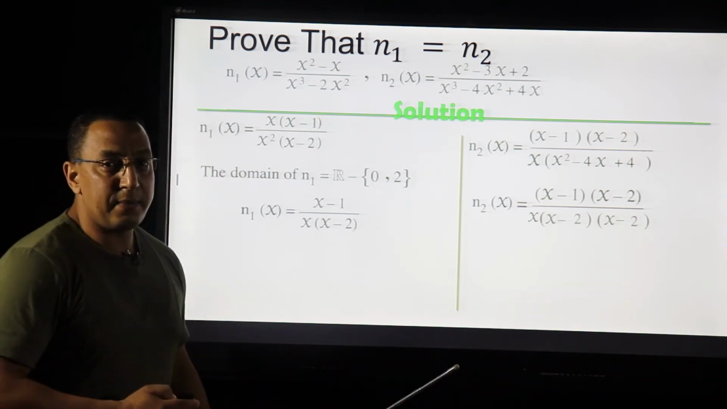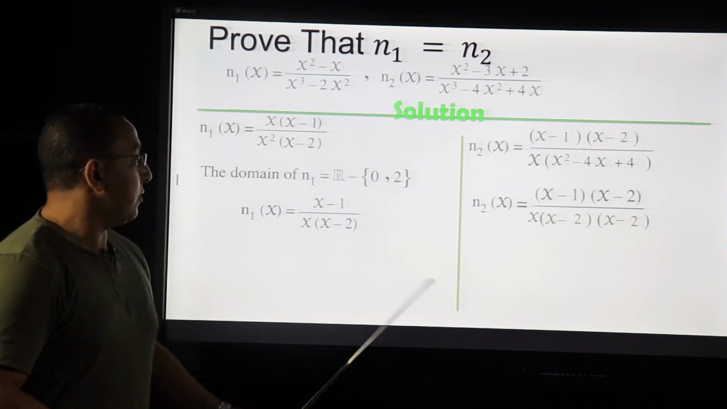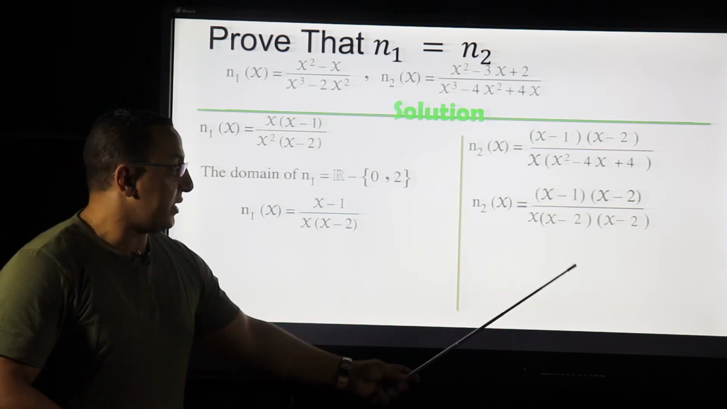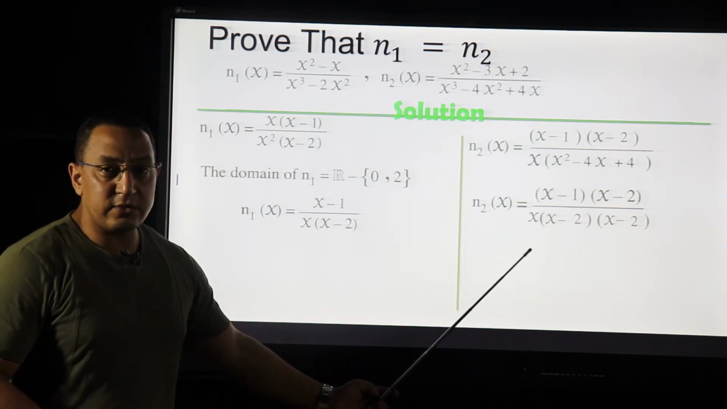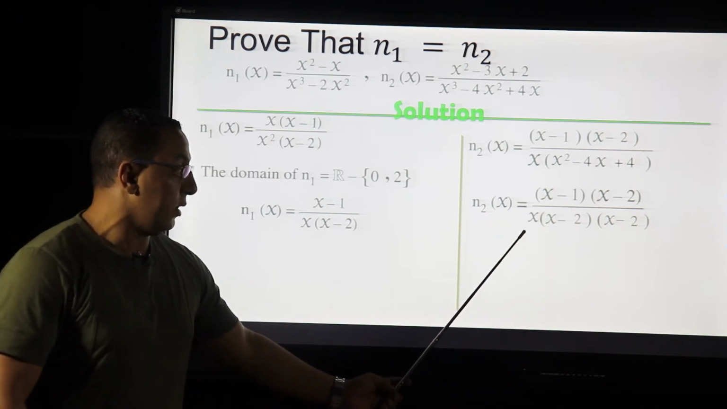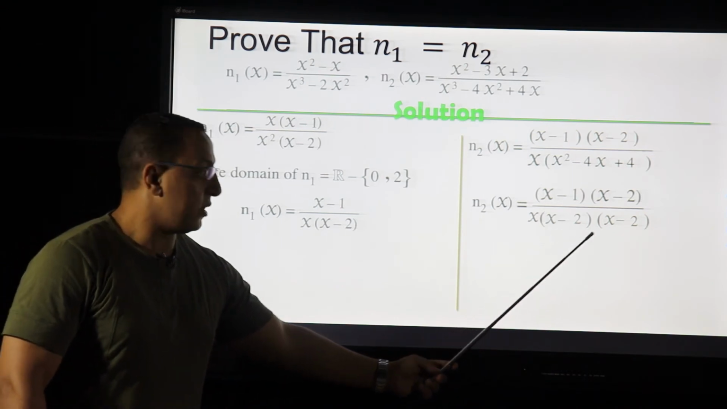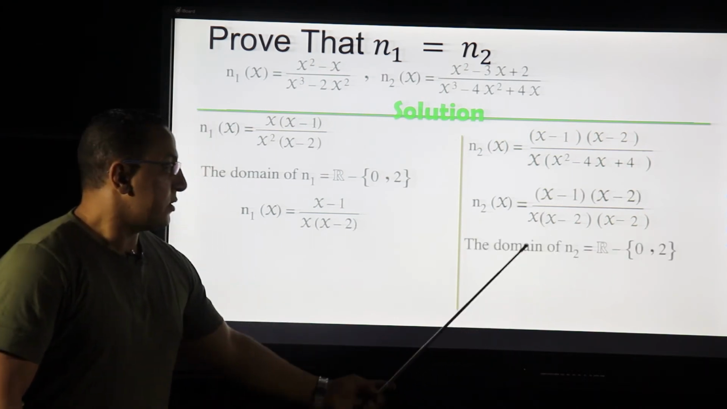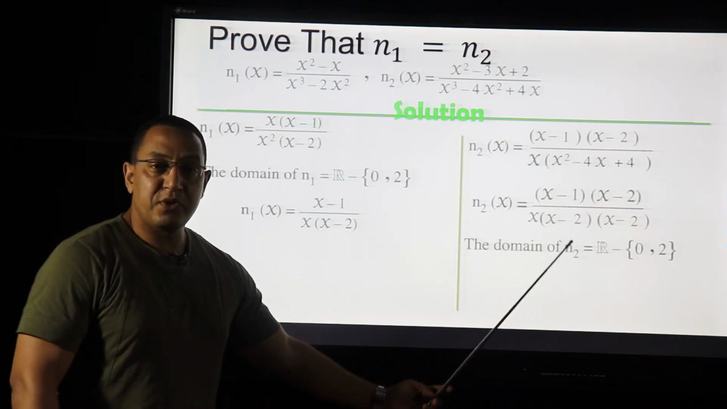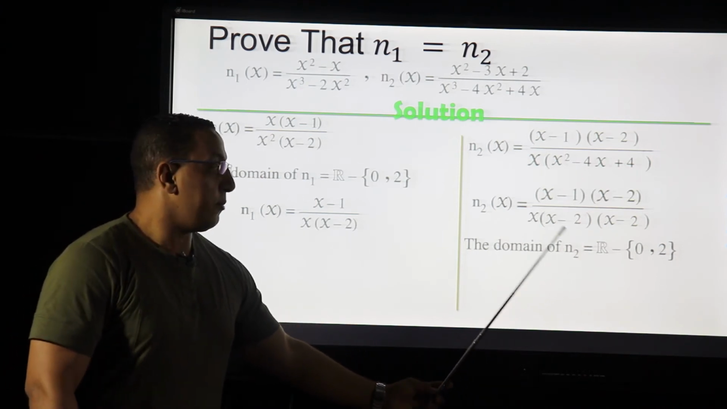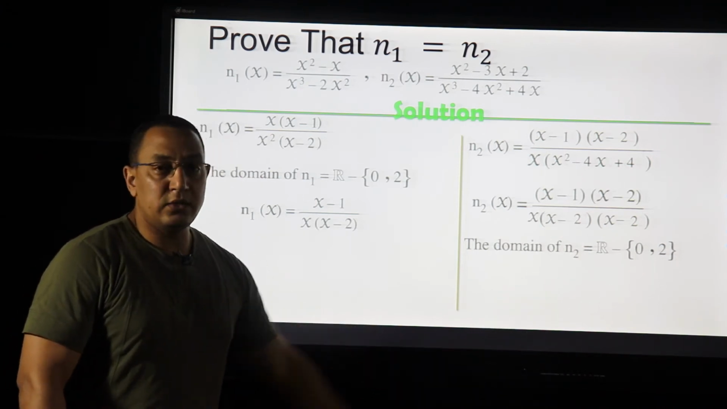Now the next step, I'm going to write down the domain. What is the domain in that case? The domain is R minus the zeros of the denominator, so it will be R minus 0 and positive 2 and another positive 2. I can't repeat the number 2 twice, so I'm going to write 2 one time only.